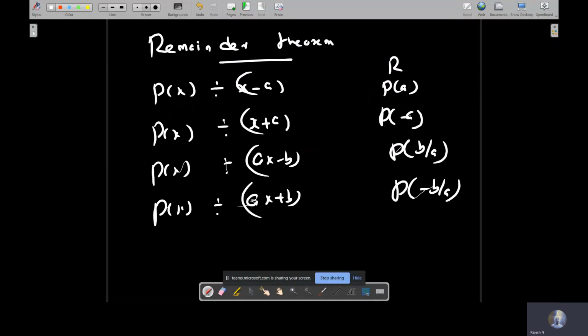So if a polynomial p(x) is divided by x minus a, the remainder is p(a). If it is divided by x plus a, the remainder is p(minus a). If it is divided by ax minus b, the remainder is p(b by a). If it is divided by ax plus b, the remainder is p(minus b by a). This is the remainder theorem. And in the same way, one more is there, the factor theorem.